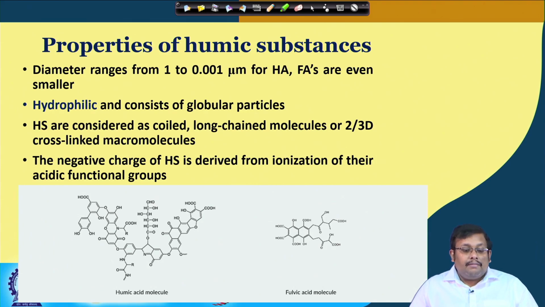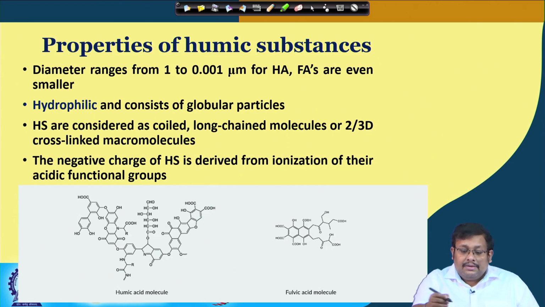of humic and non-humic fractions. So, if we see the properties of humic substances, the humic substance has some specific properties which basically differ from any other known compound. For example, their diameter, they are very small, the diameter ranges from 1 to 0.001 micrometer for humic acid, and in case of fulvic acid they are even smaller.